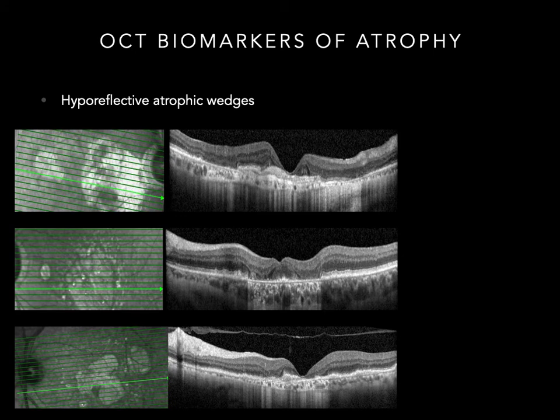The hyporeflective atrophic wedges are the OCT biomarker number 3. They represent tracts of degenerated outer plexiform layer at the margins of GA areas. Their base usually lies on the Bruch's membrane, and the apex is pointing towards the inner limit of the outer plexiform layer, adjacent to the margin between the atrophic retina and the preserved retina. Hyporeflective atrophic wedges are thought to be related to axonal swelling of outer nuclear layer cells.